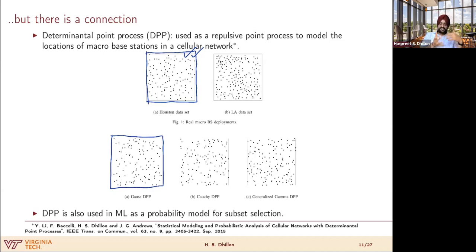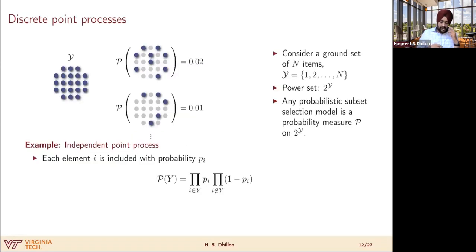Now, on the machine learning side, as will be clear throughout this example that I'm presenting, DPP has been used as a probability model for subset selection. Okay, so this idea will be clear from a recommender system example that I'll give. All right, so let's start with discrete point processes.